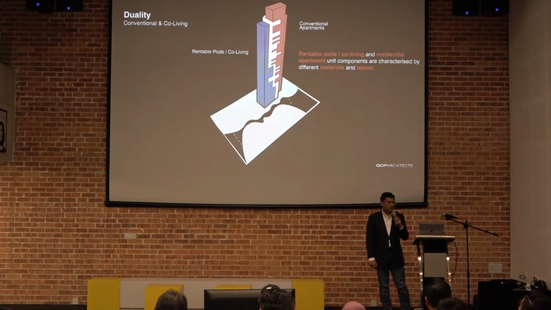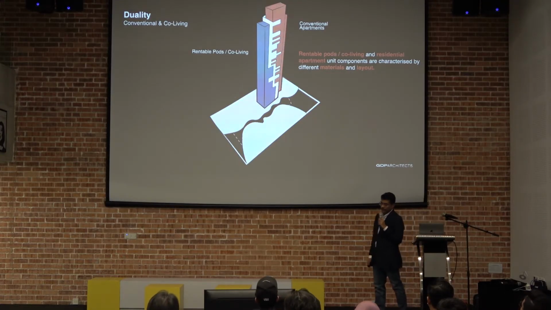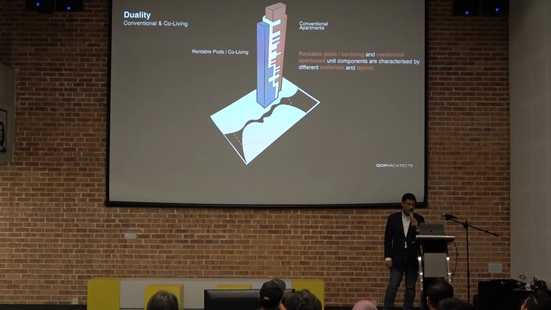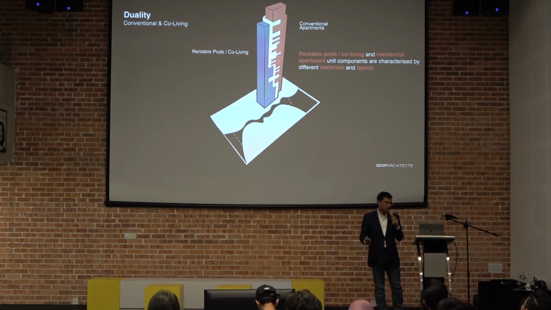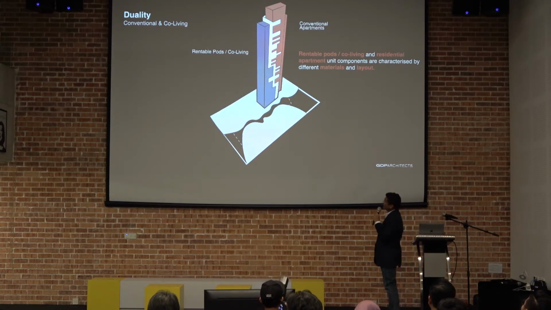I think the main idea we try to address is to have a concept of duality. On one side of the apartment, we have the conventional apartment, which is colored in red. But on the other side, we try to explore the idea of rentable pods for co-living, because the idea of having units to be sold and owned is a Malaysian mentality. So what we try to explore is to have the rentable pods coexist within the same building.